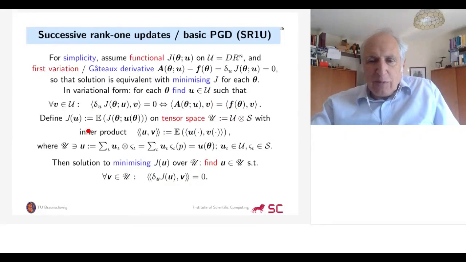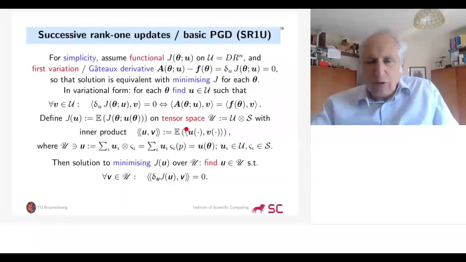Okay, now, that's for one fixed theta, but because we have random variables here, we define a new functional, which is just the expected value of this guy here, okay? And this is something on this tensor space with inner product here.